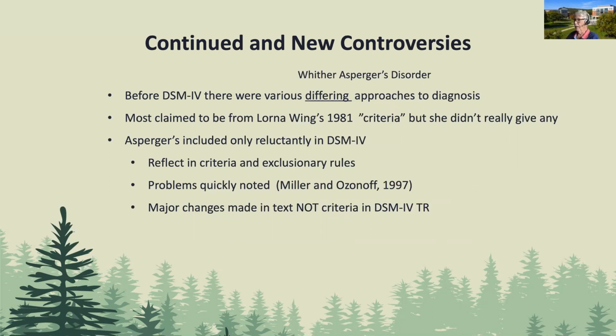Problems were quickly noted in this. Major changes were made in the text. Interestingly enough, the text in the DSM-4 TR, the text revision, is the text that was originally proposed for Asperger's back in the original DSM-4. It had gotten taken out by the powers that be, and their text was so bad that the old text was put back, but their changes were not made in the criteria.